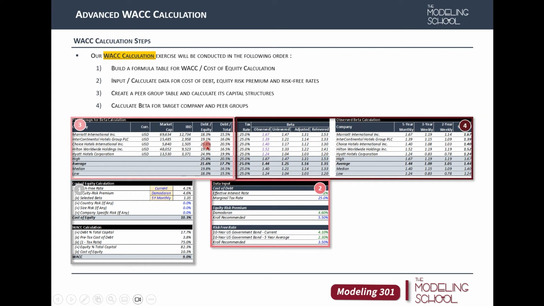So download the raw materials. We're not going to use our existing model. We're just going to do a separate task on a separate spreadsheet. So please download the raw materials and let's meet at our Excel spreadsheet.